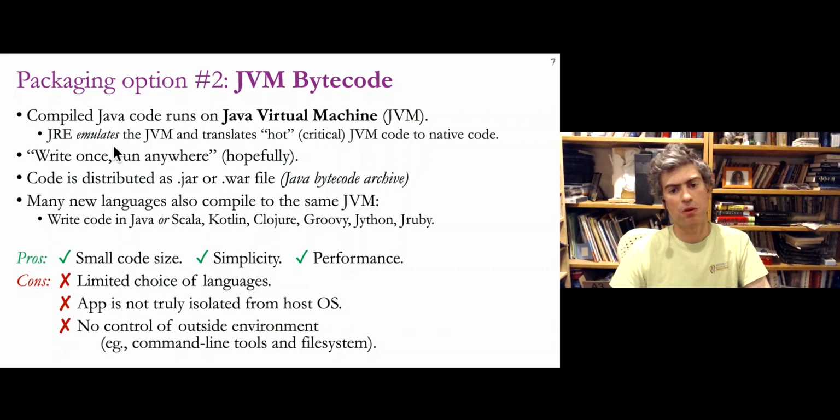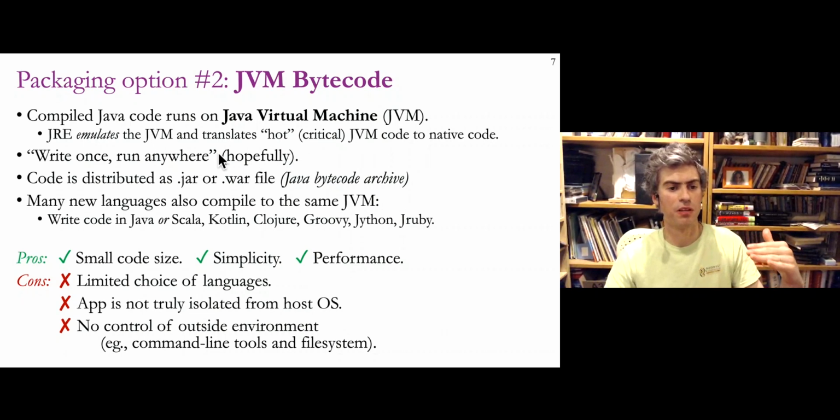And for performance reasons, the Java runtime environment actually will do some translation at runtime of critical repeated code. It'll translate it into native code. So there's some just-in-time compiling from the JVM code to the actual, let's say, Intel x86 code if you're running on that kind of machine, to make the performance good. But at the same time, in general, it's a generic form of code that runs on any machine that has a Java runtime environment.